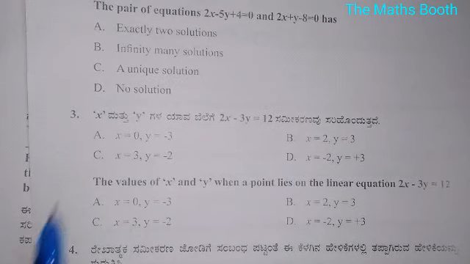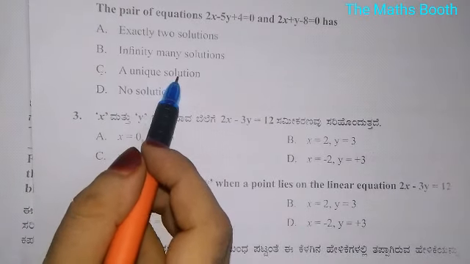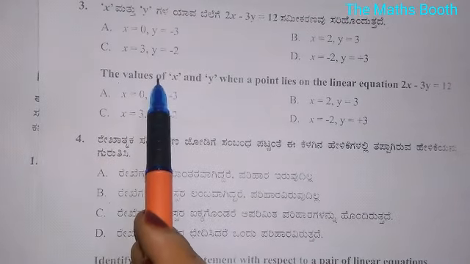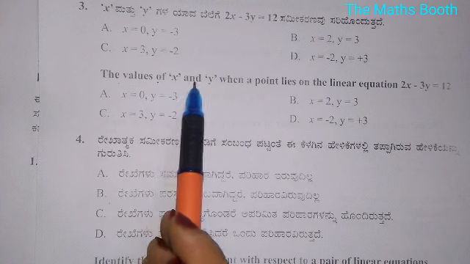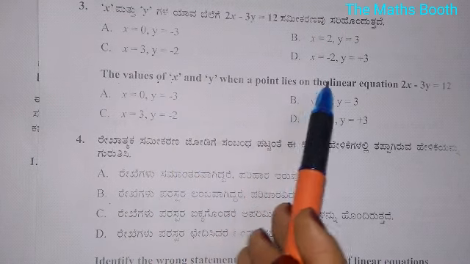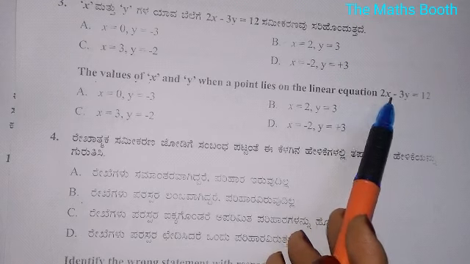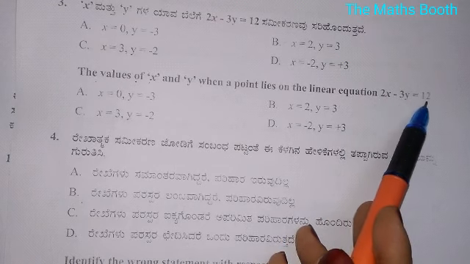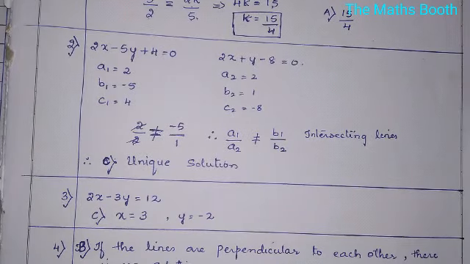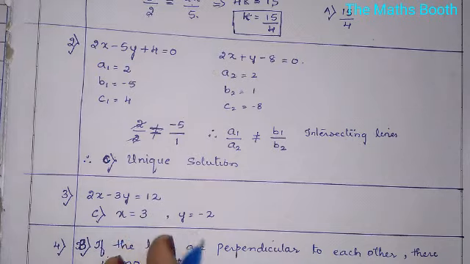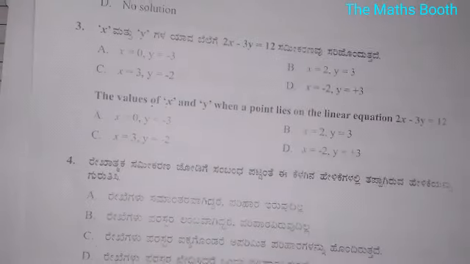Correct option is C, unique solution. Okay, let us see the next question. Third question: the values of x and y when a point lies on the linear equation 2x minus 3y equals 12. Here the values lie on the linear equation 2x minus 3y equals 12. Which is the correct option they have given?